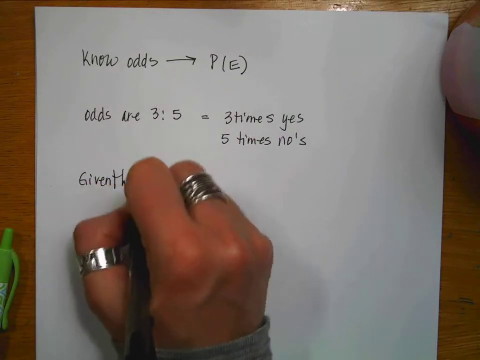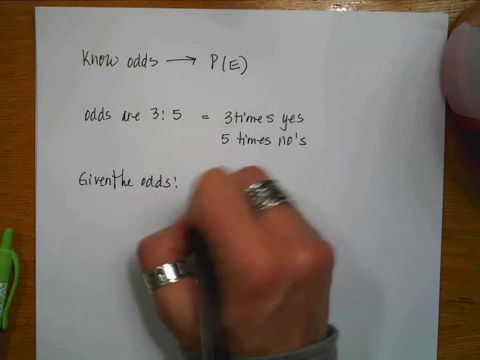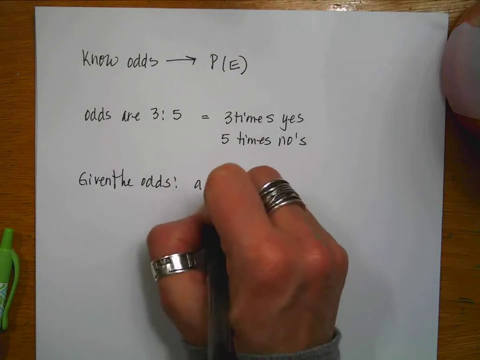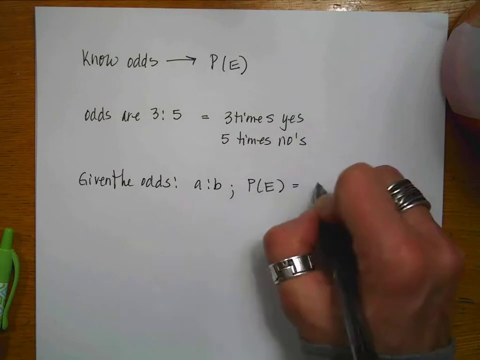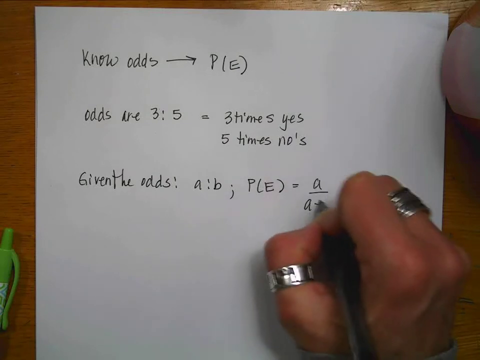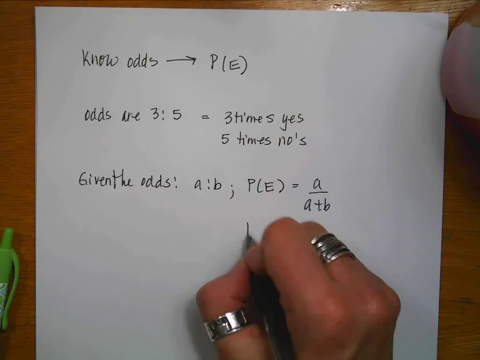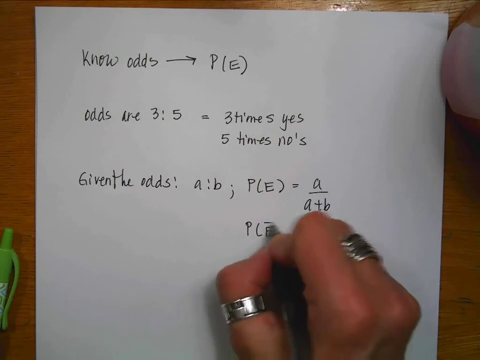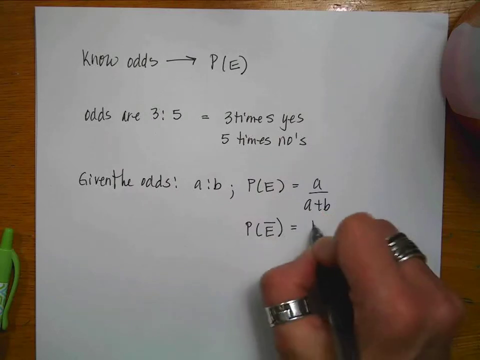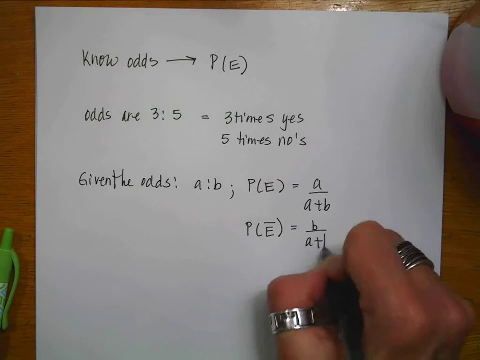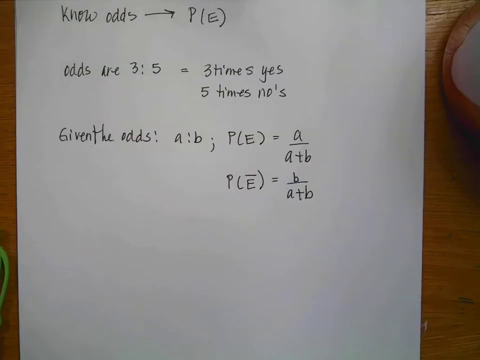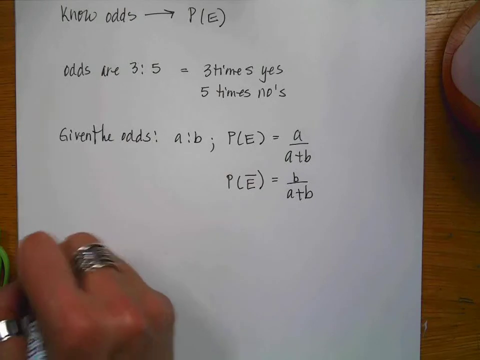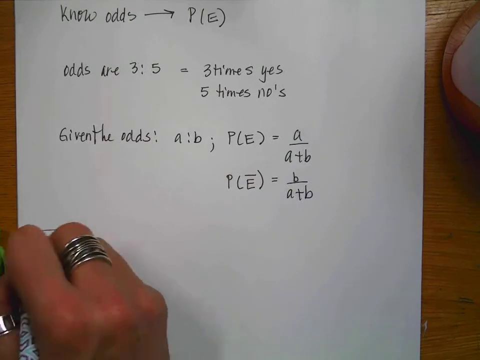Alrighty. So here's going to be our cool little piece of information. So given the odds, and the odds are going to be A to B, then the probability of an event is equal to A over A plus B, and the probability of E bar is going to be B over A plus B. So I have one last little example for us.